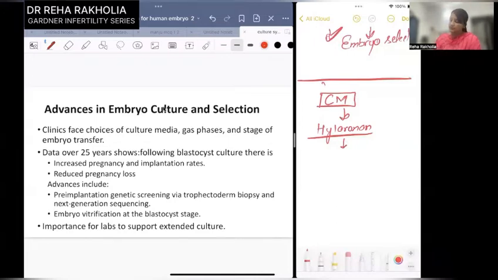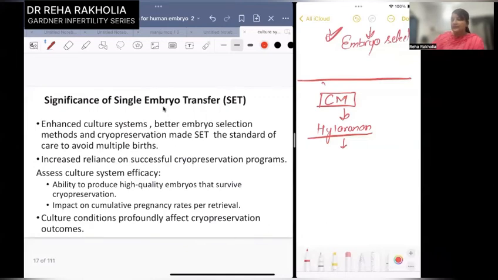Okay, and genetic screening also has an advantage. We can have a good quality embryo because of genetic screening, PGTA, and we'll transfer it first. So SET is possible. Okay, SET is nowadays a standard of care to avoid multiple birth.